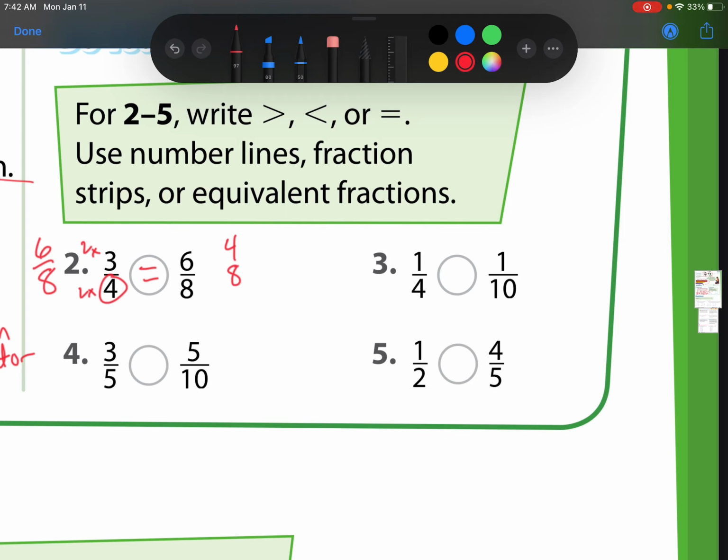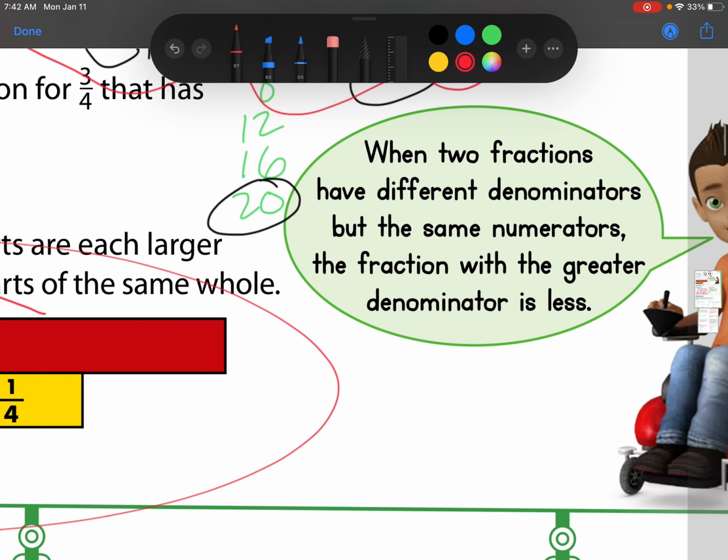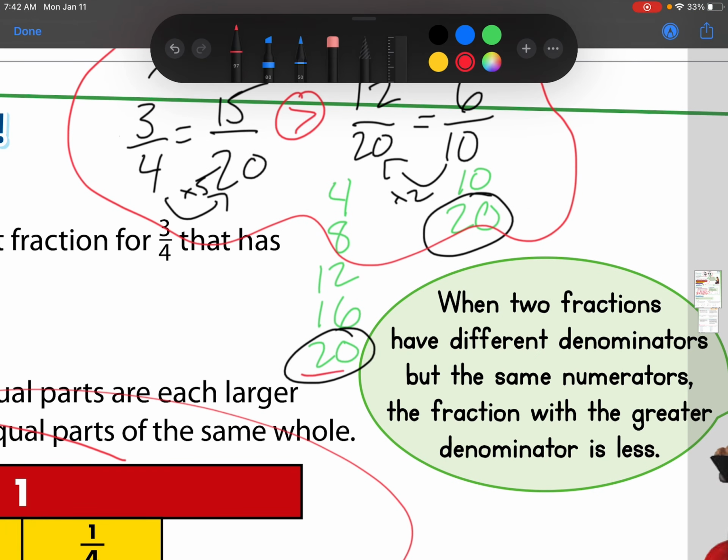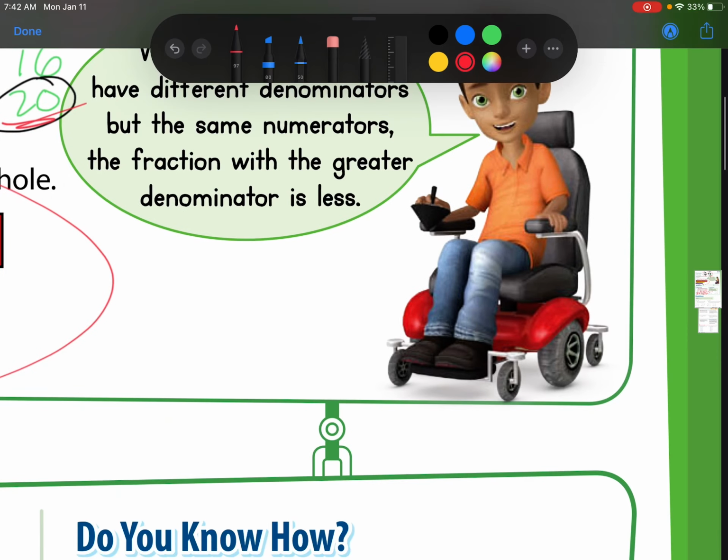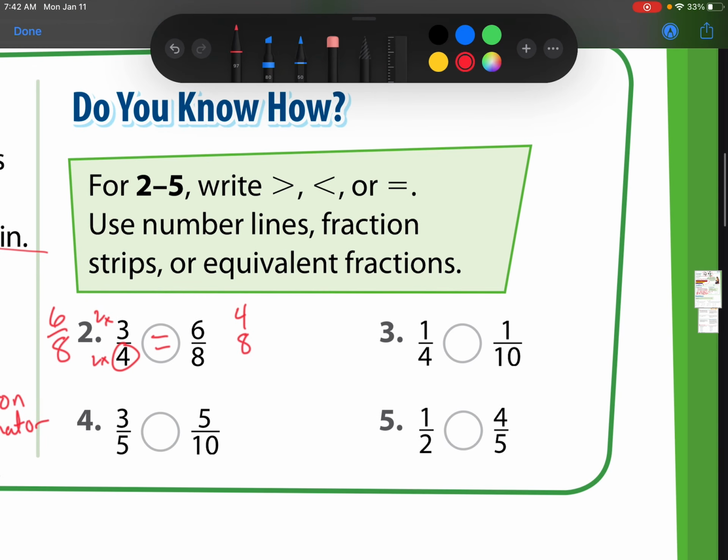So now let's head to this next one. Oh, look, we did this one right up here when we made our list. So my least common denominator is what? It is 20. So this is going to be 20 and 20. This was times 5, so this will be times 5. And this was times 2, so this is going to be times 2. So 5/20 is greater than 2/20.